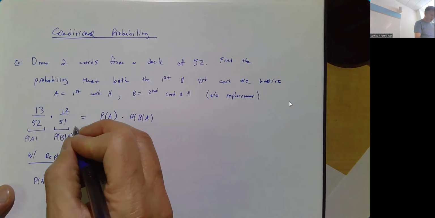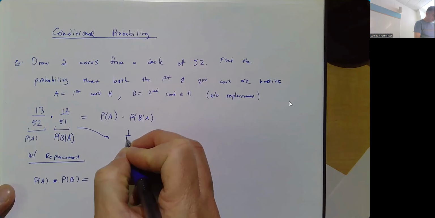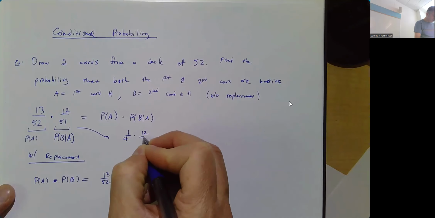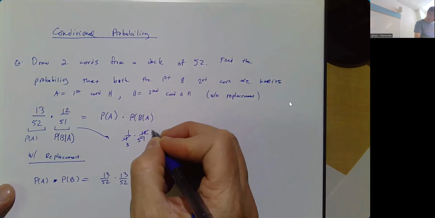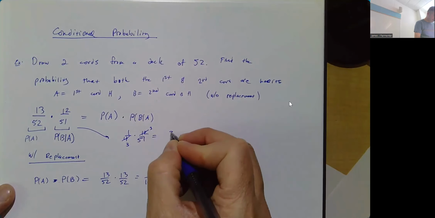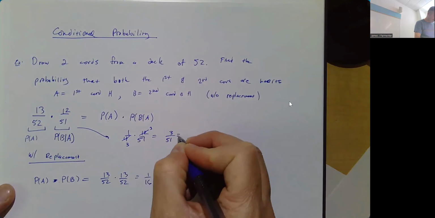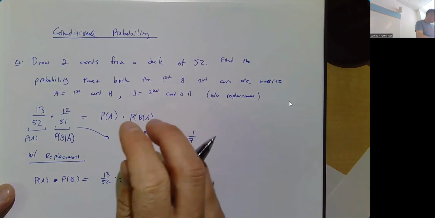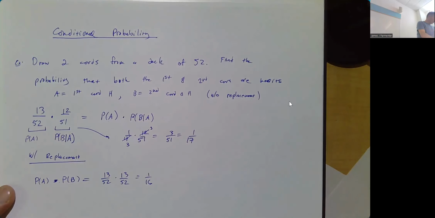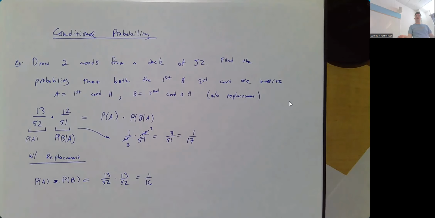If you really wanted, you could say this is equal to 1/4 times 12 over 51. And they cancel a 3 here, a 4 here, and a 4 here. And 3 over 51 is 1/17. Just to point out that the probabilities are not that different from each other, but they are different.